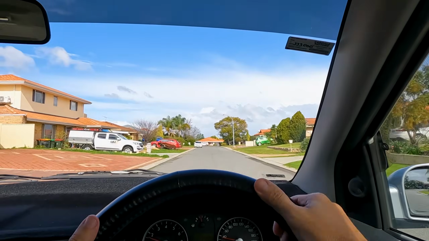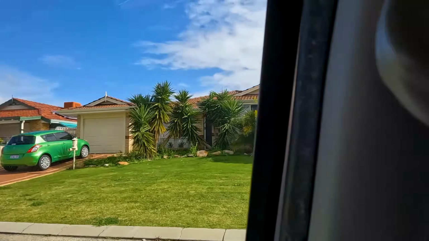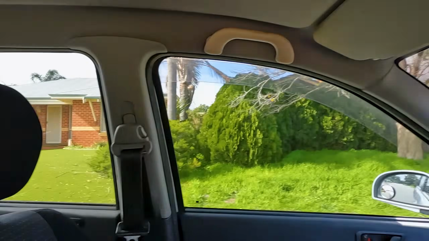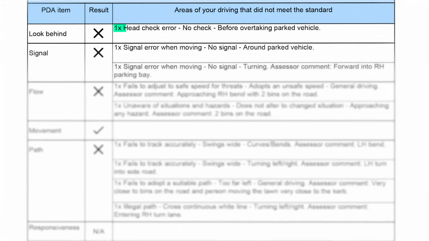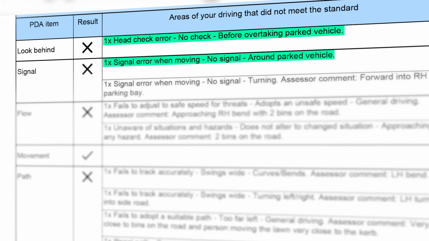If you are overtaking a parked vehicle, regardless of which way it's facing, you must indicate, check your mirror and blind spot before you overtake. They also expect you to check the left side as you overtake the parked car. Head check error, no check before overtaking parked vehicle. Signal error when moving, no signal around parked vehicle.